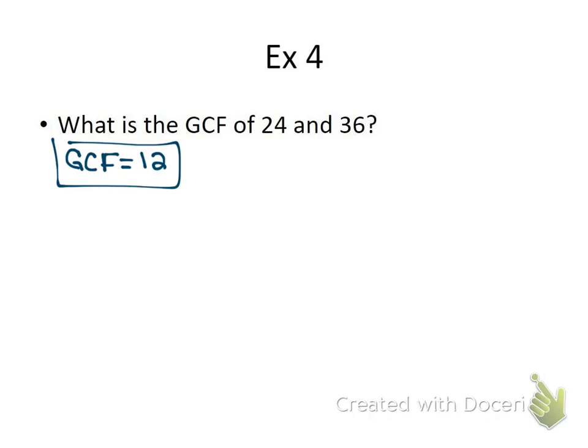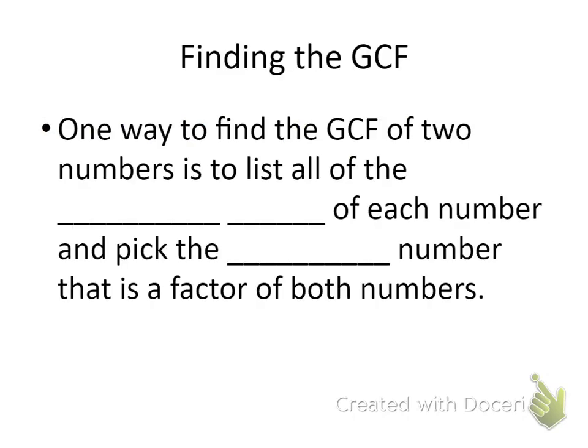Okay, moving right along. Finding the greatest common factor. One way to find the greatest common factor of two numbers is to list all of the, how about factor pairs of each number? You're close. Don't you guys like when you have to do fill in the blank? So you can list all the factor pairs of each number and then pick the largest number that is the factor of both numbers. So if you're finding the greatest or the largest, yeah.